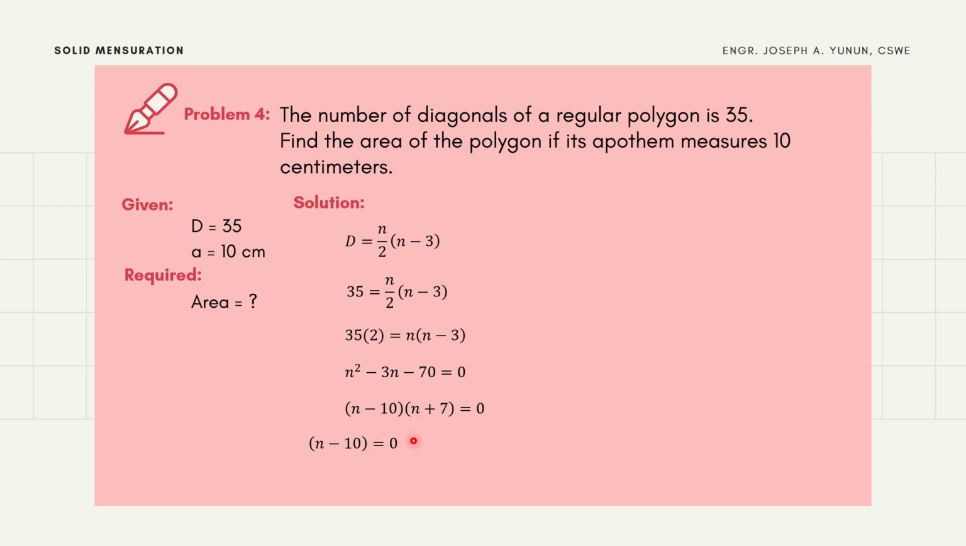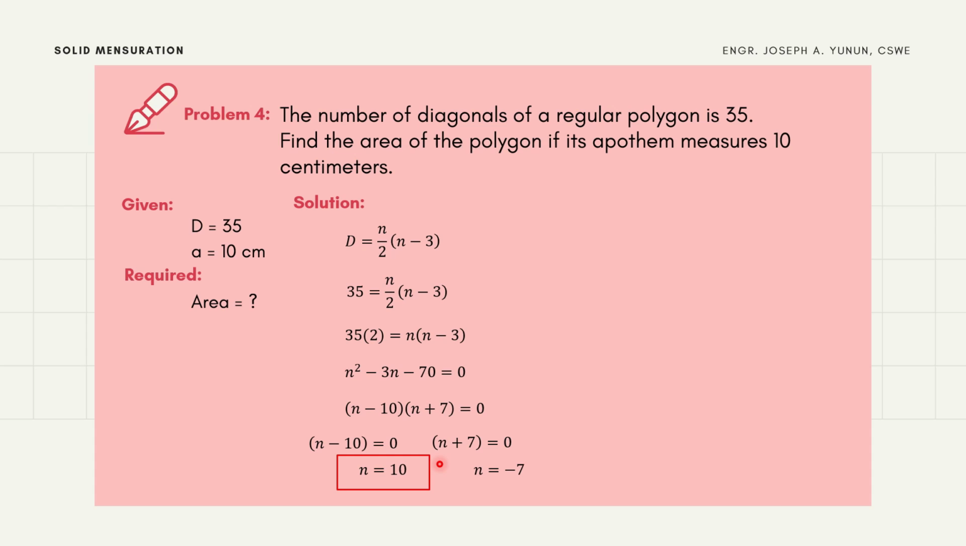For n minus 10 equals 0, solving for n gives 10. For the other one, n plus 7 equals 0, this gives us n equal to negative 7. Take note, there is no negative value for the number of sides, so we always take the positive value. So the number of sides of the given regular polygon is 10.